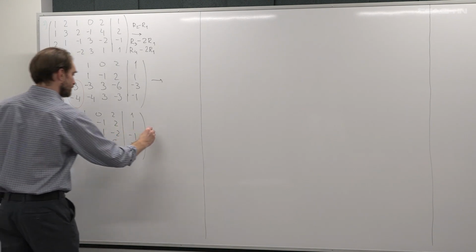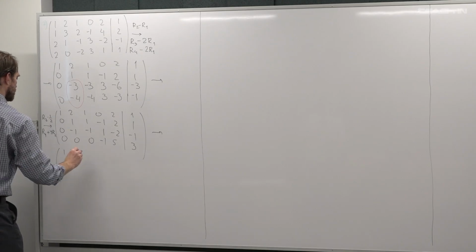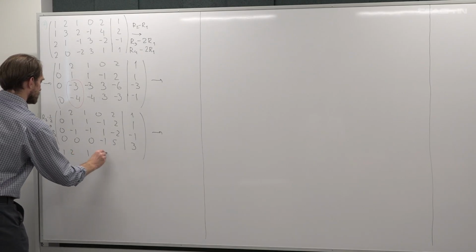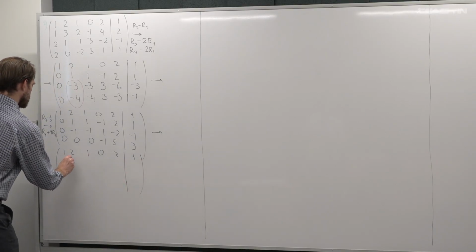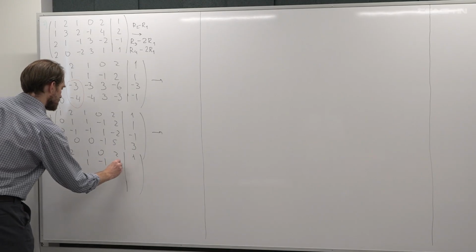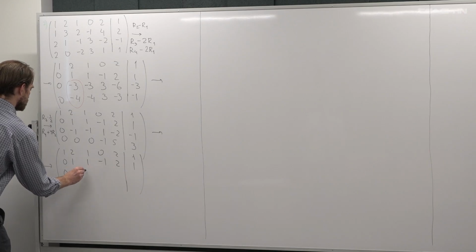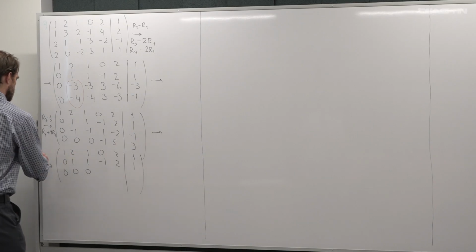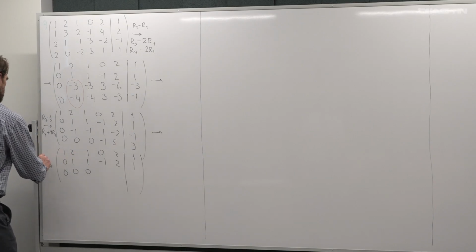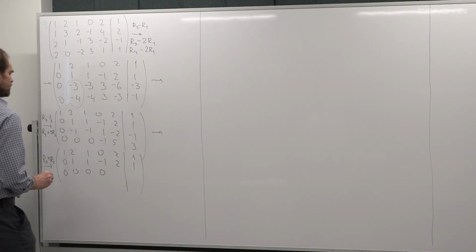Then one more step is to get rid of minus 1 here. So 1, 2, 1, 0, 2, 1 in the right-hand side. Then we keep the second row unchanged as well. Then 0, 0, 0, so 3 zeros here. I add the second row to the third one. So I get 0 here as well.